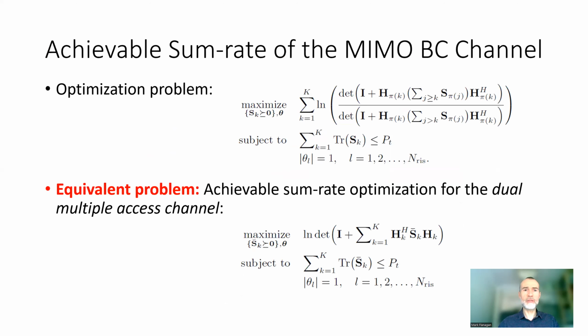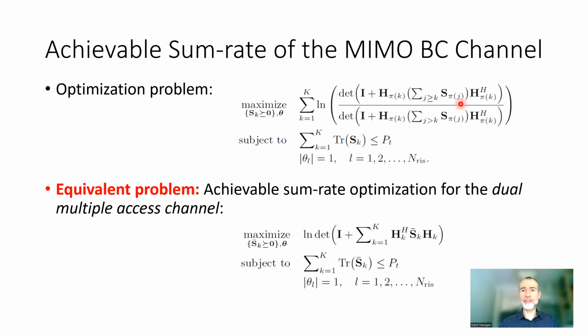Okay, so to deal with this problem, we want to formulate the achievable sum rate of this MIMO broadcast channel. This result is well known, and it looks like this. This is the achievable rate which can be achieved through dirty paper coding. We want to maximize this quantity with respect to the RAS phase shifts, which have unit magnitude, and also the covariance matrices corresponding to the different users, on which we have a power constraint.